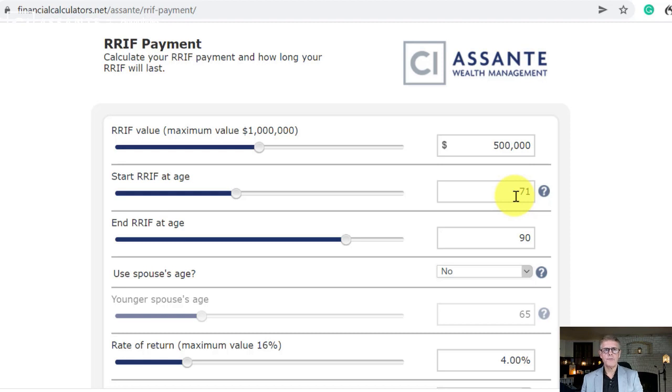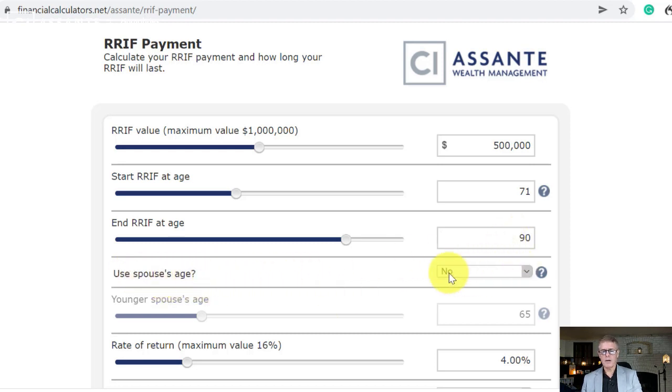Now, you have to RRIF all of your RSP capital by the time you hit age 71, so by December 31st of the year that you turn 71. You technically don't have to take your first payment until your 72nd year. We're going to end the RRIF at age 90, so we're going to assume that it doesn't matter past that point, that we'll be gone by age 90. That's the basic assumption we're using there. And we're going to use spouse's age.